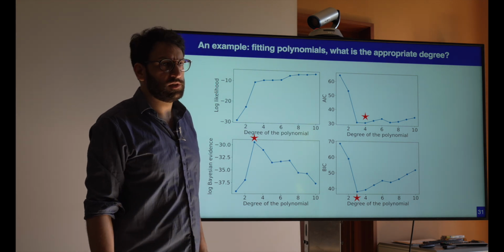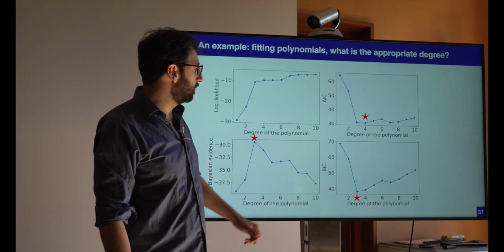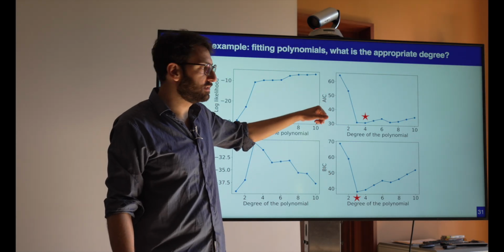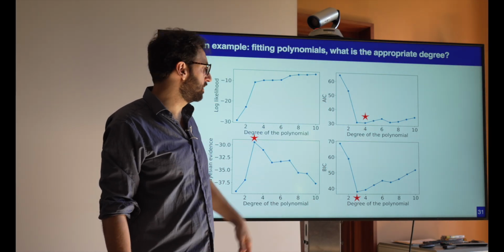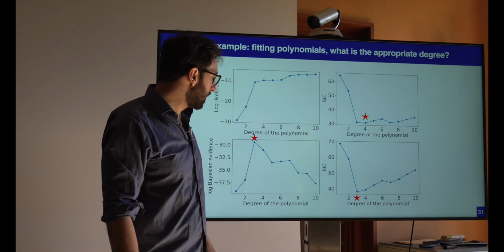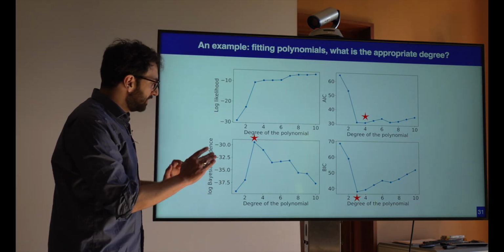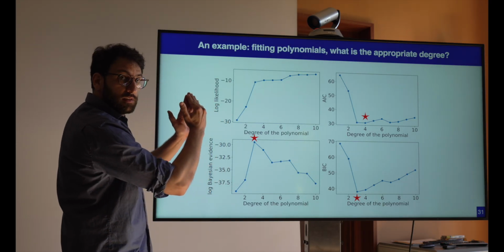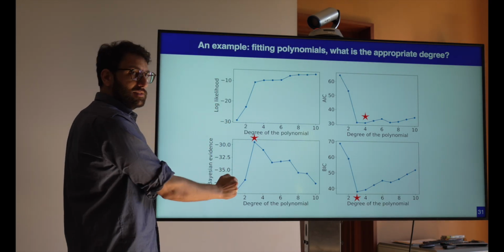I don't think there is a general rule that the BIC is always better than the AIC. It just so happens that on this example, the BIC is correct. But also you can see that the log evidence is more peaked. It's more discriminative.